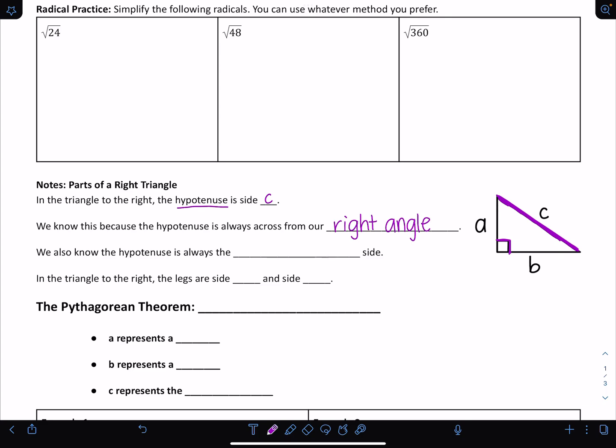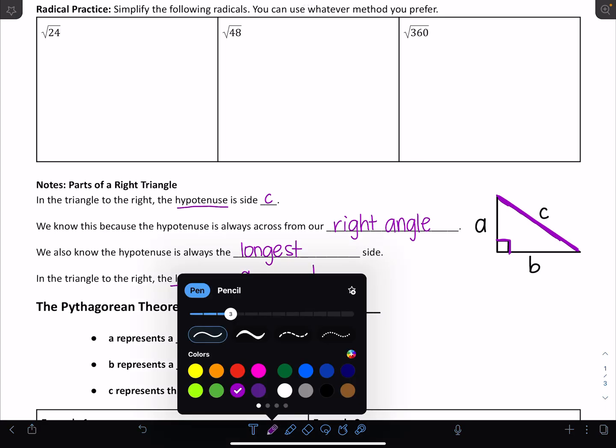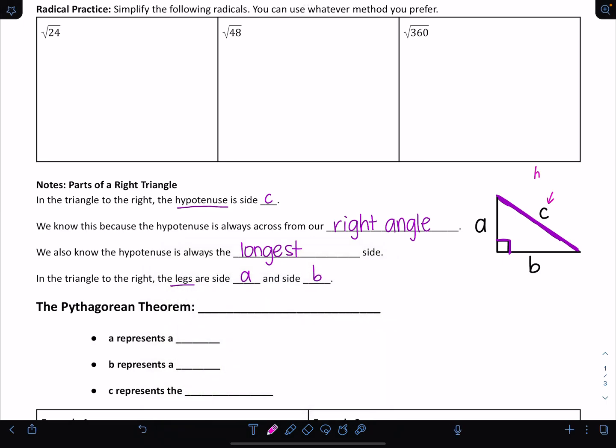That means that it's a right angle. So even if this triangle were rotated, we would still know where the hypotenuse is because it's across from the right angle. We also know that the hypotenuse is always the longest side. You can try it out, draw a couple triangles. You will notice that the one across from the right angle is always the longest. In the triangle to the right, the legs are sides A and side B. So just rewriting that on the triangle here, this guy we call hypotenuse, and these two, A and B, we just call legs.